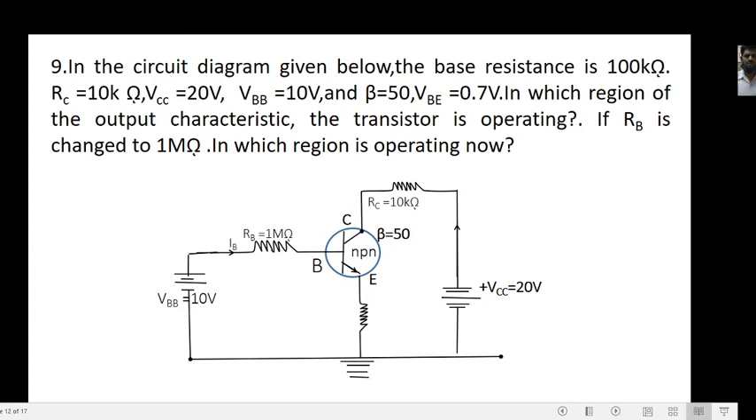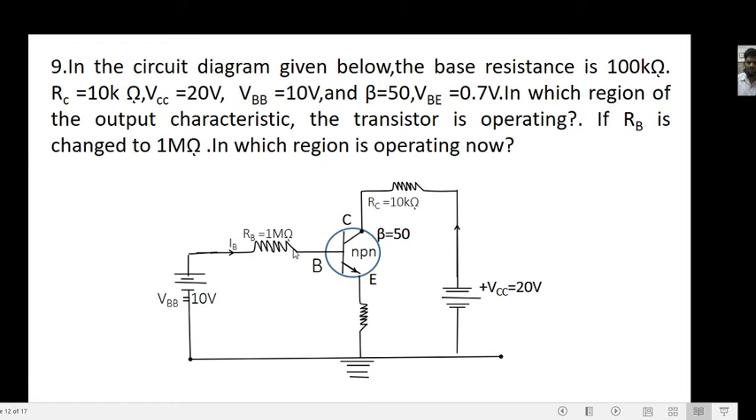Question number 9. In the circuit given below, the base resistance is 100 kilo ohm, RC is equal to 10 kilo ohm, VCC is equal to 20 volts, VBB is equal to 10 volts, and beta is equal to 50, VBE is 0.7 volts. In which region of the output characteristic is the transistor operating? If RB is changed to 1 mega ohm, in which region is it operating now?